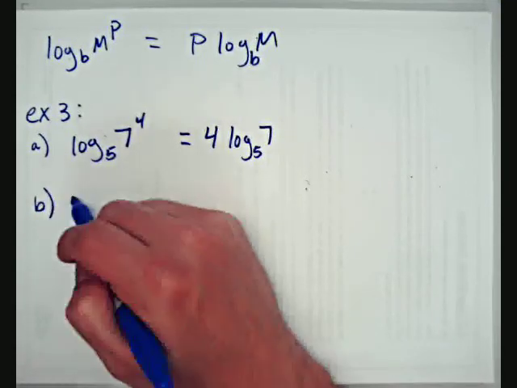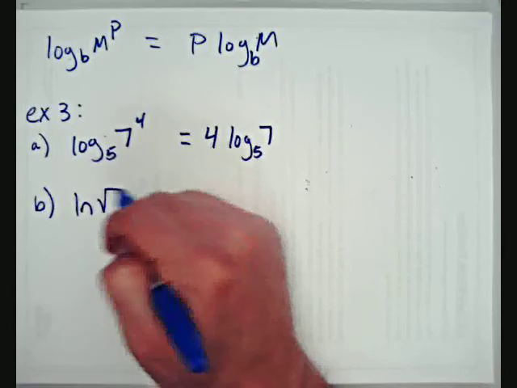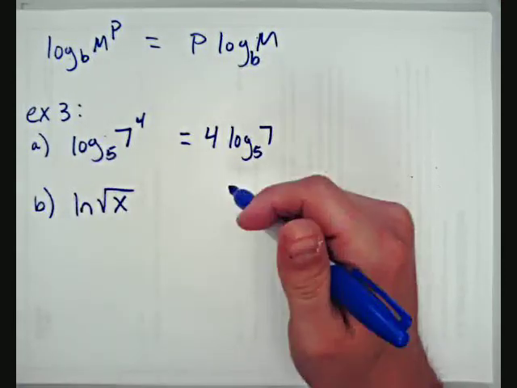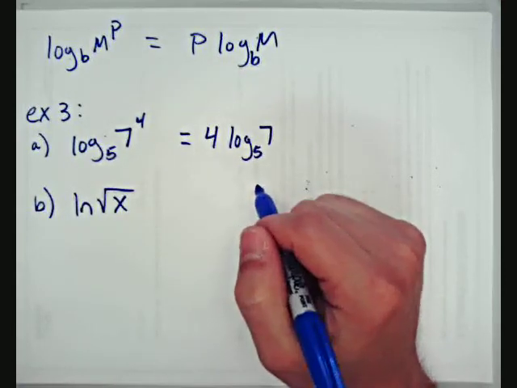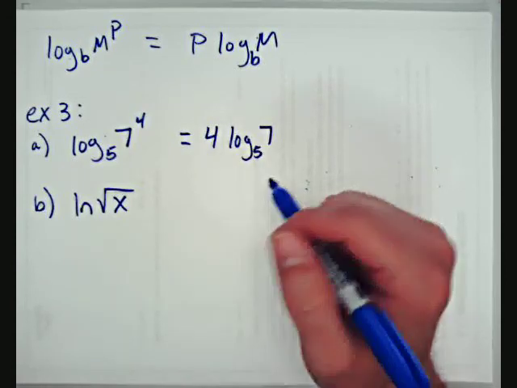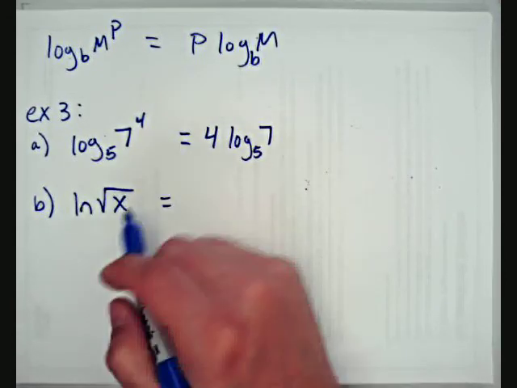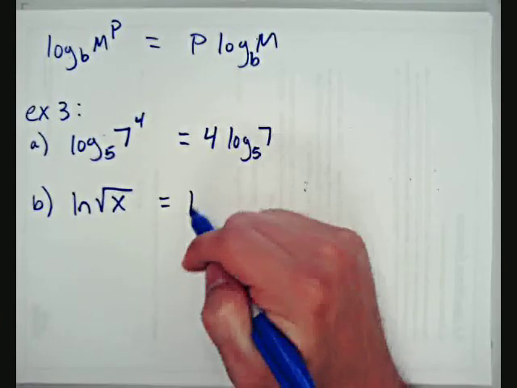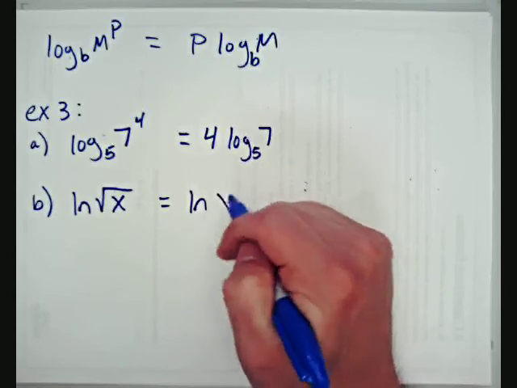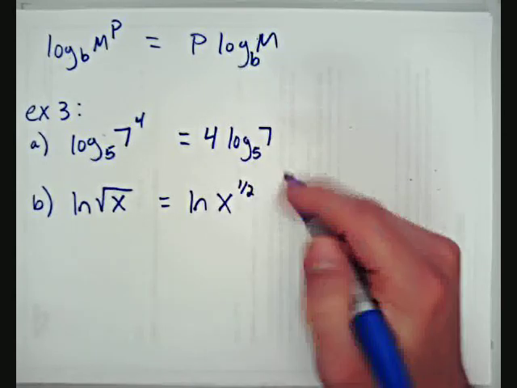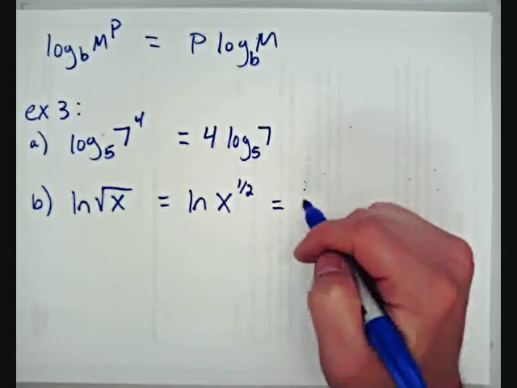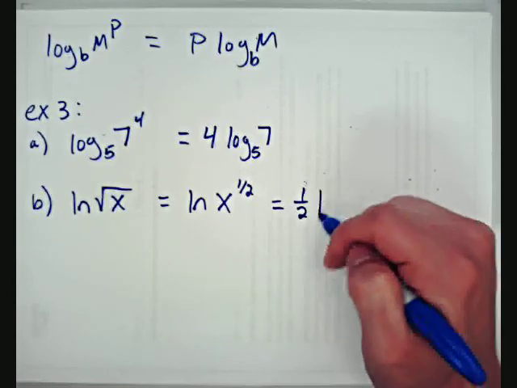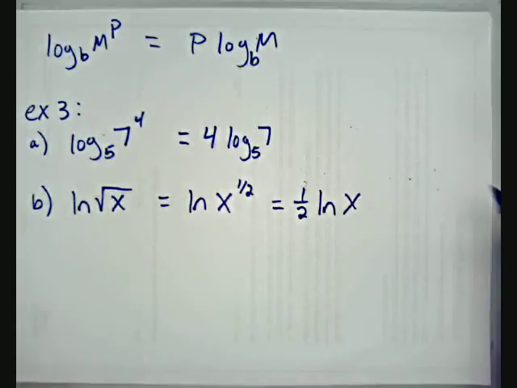Okay, part B, the natural log of the square root of x. It says to expand using the power property. There's not a power property explicitly written here, but remember, we learned this before and reviewed this before. Square roots are fractional exponents, so you can think of this as the natural log of x to the 1/2 power, and then the 1/2 can be multiplied in front. So the natural log of the square root of x is the same as 1/2 the natural log of x.